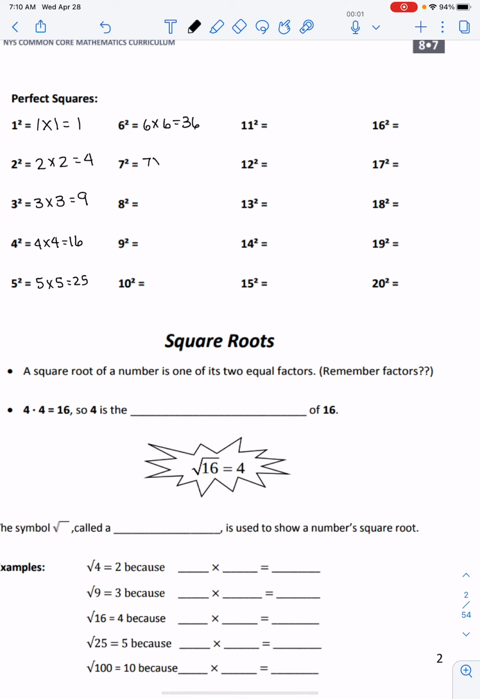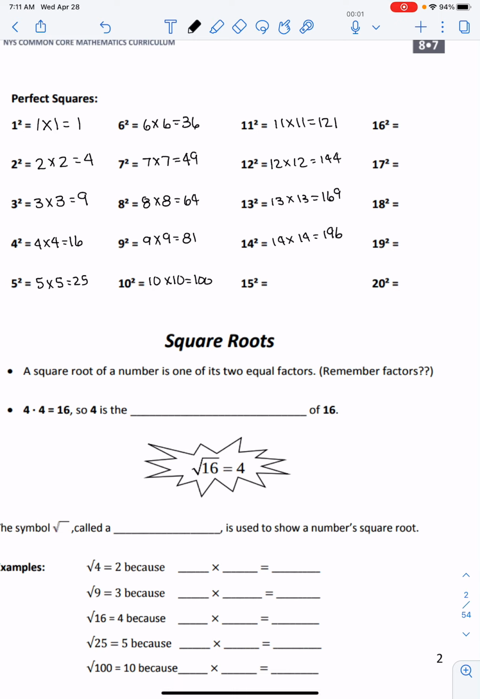So 7 times 7 is 49. 8 times 8 is 64. 9 times 9 is 81. 10 times 10 is 100. 11 times 11 is 121. 12 times 12 is 144. 13 times 13 is 169. 14 times 14 is 196. 15 times 15 is 225.